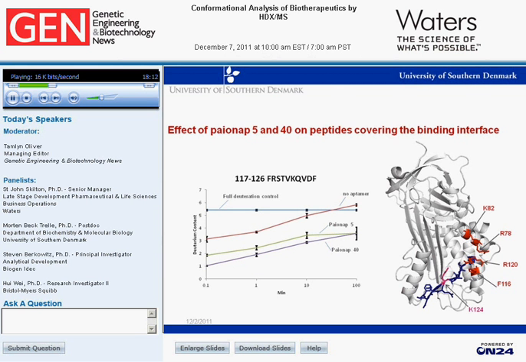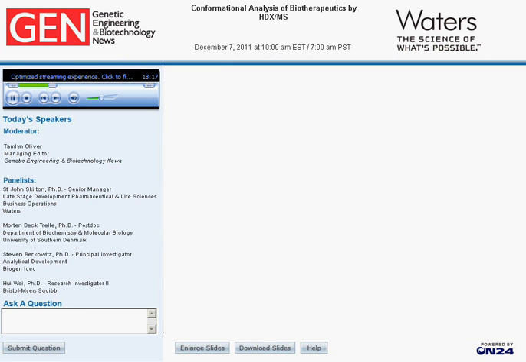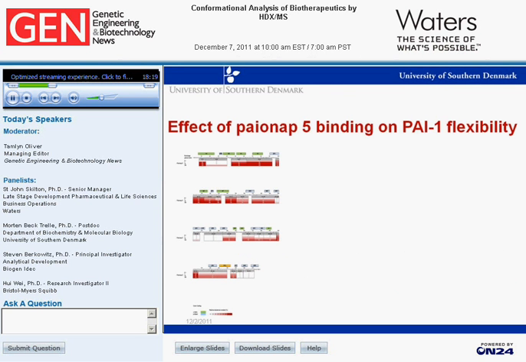So now we look at the entire heat map again in order to get an idea about the global effect of PioNAP5 binding to PAI-1. And I start out again here with the heat map of PAI-1 without the aptamer bound. And then we add in, right beneath there, a heat map of the same thing, but now with PioNAP5 bound. And what you can see in the top row is that you have some peptides that turn from dark red all the way to white, indicating a strong protection in that region. Next.